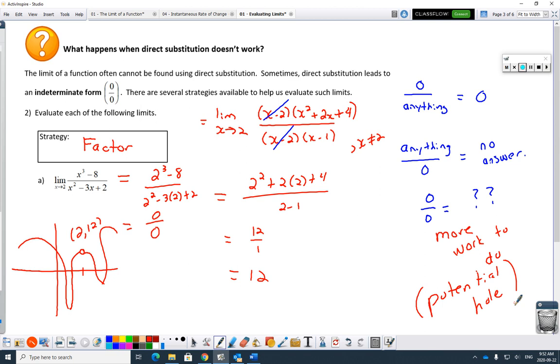Questions about this? Got to brush up your factoring skills. Got to be able to factor, for sure.